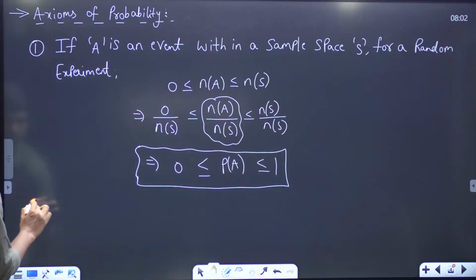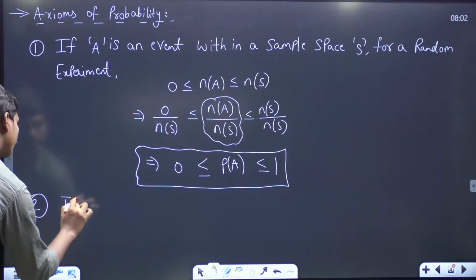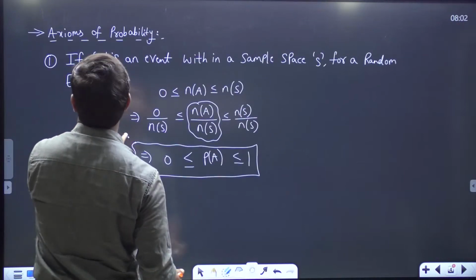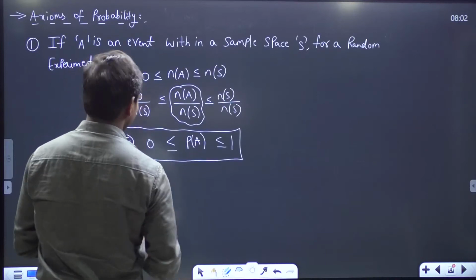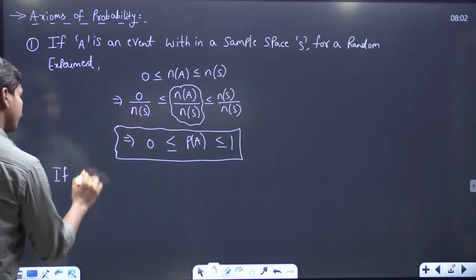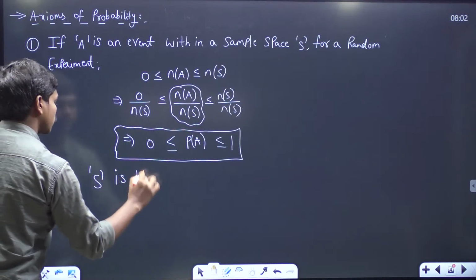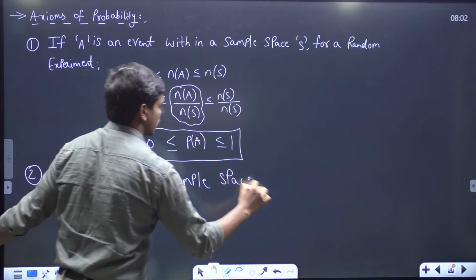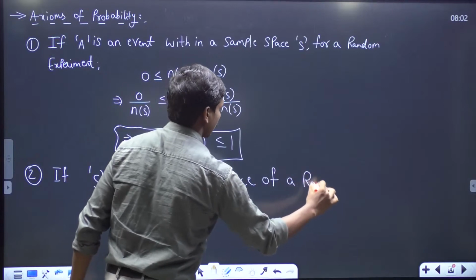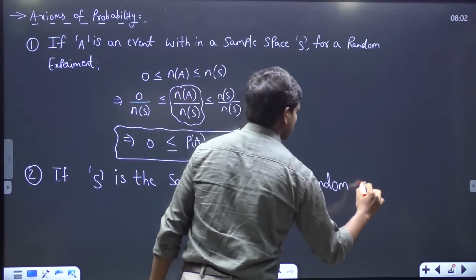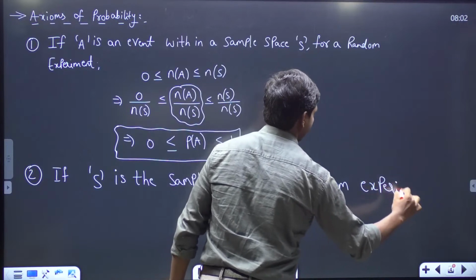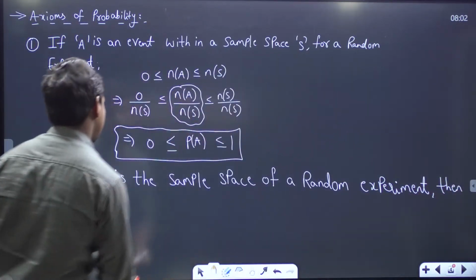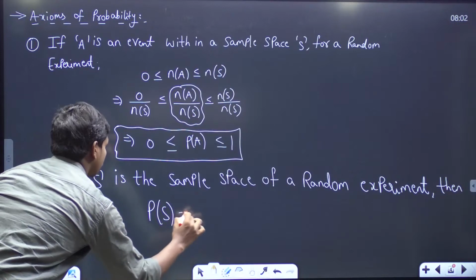Okay, next. If S is the sample space of a random experiment, then P(S) is equal to how much?